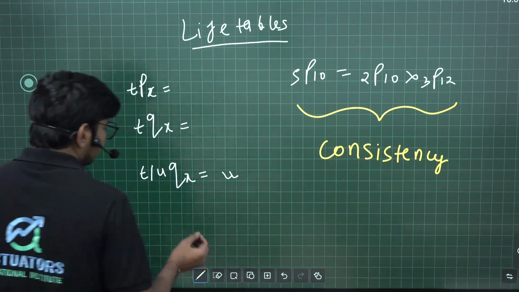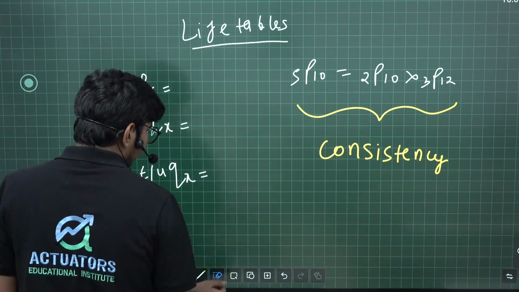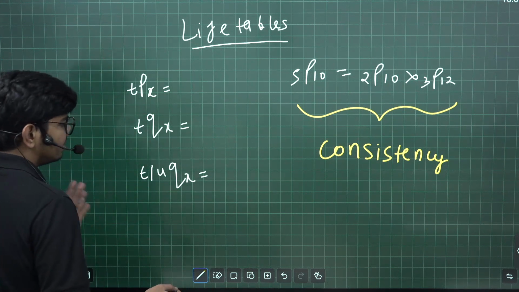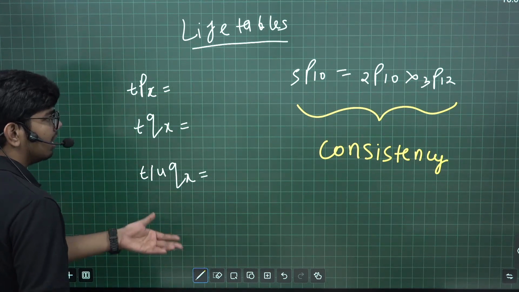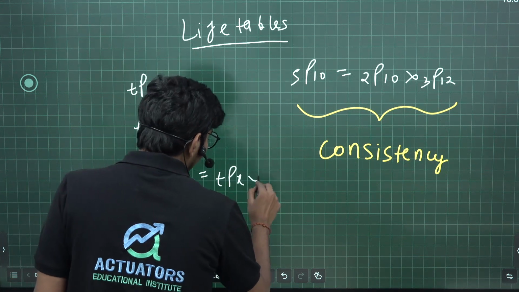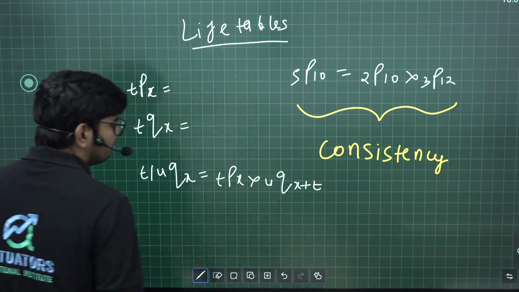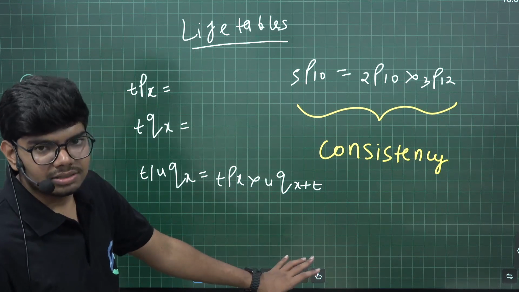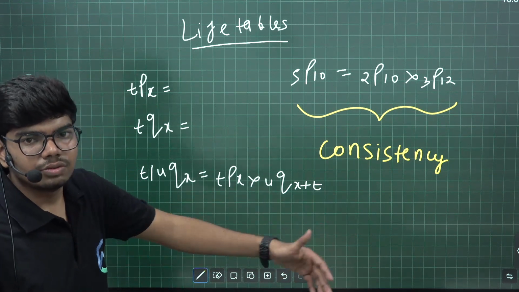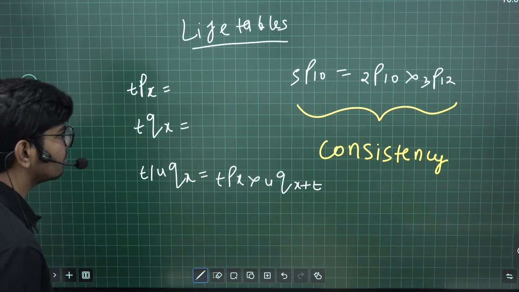Okay, so following that, we can write t deferred uQh. As I said, it essentially means that you will have to survive for t years and then you will have to die within the next u years. So I can write this as tPh multiplied by uQ(h+t), because after the t years, my age would be h plus t. Now I have to die within the next u years. That is how we will calculate the probability for this.